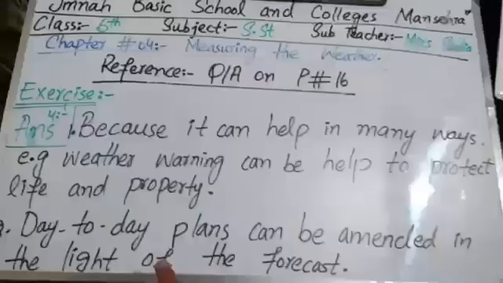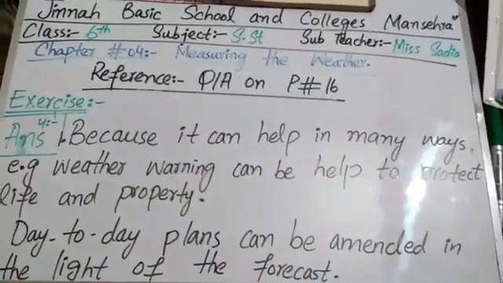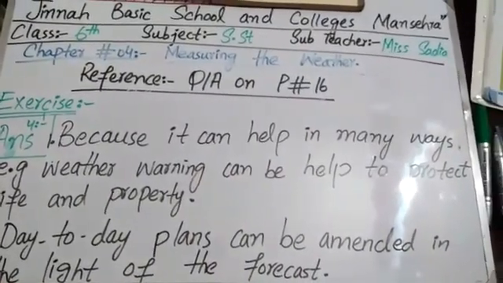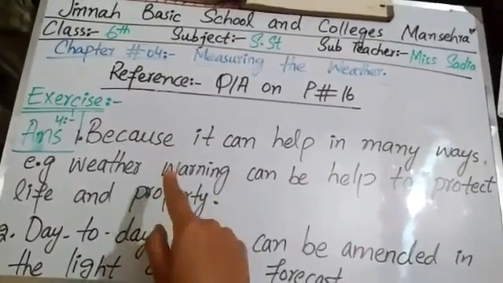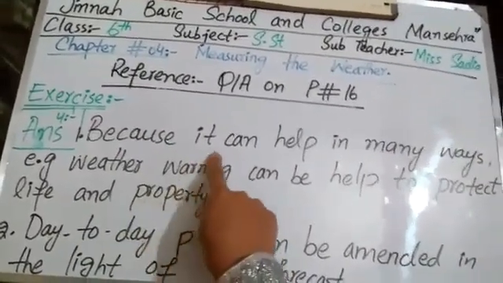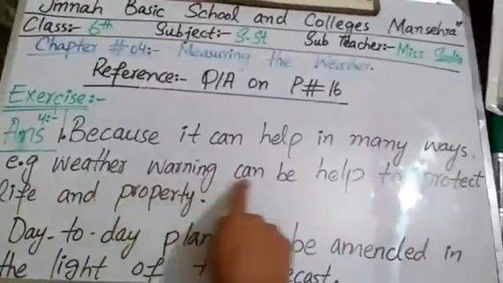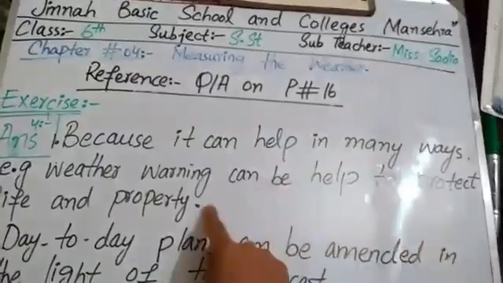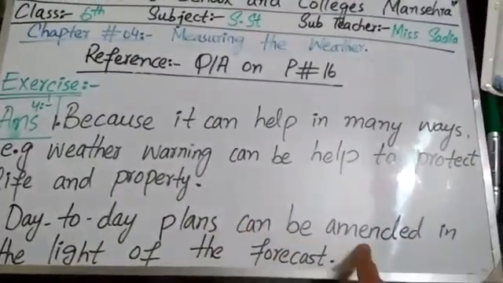Now question number 4 is, why do we need to measure weather and keep a record? Why is it important for us to keep a weather record? The answer, we will write in points. Number 1, because it can help in many ways. For example, weather warnings can help to protect life and property. So this is the first point. And the second point is, day-to-day plans can be amended in the light of the forecast.